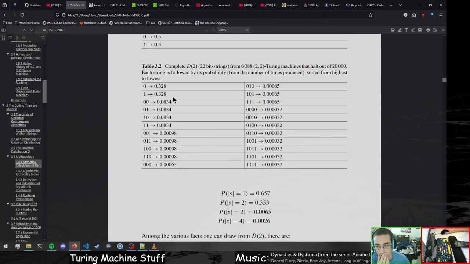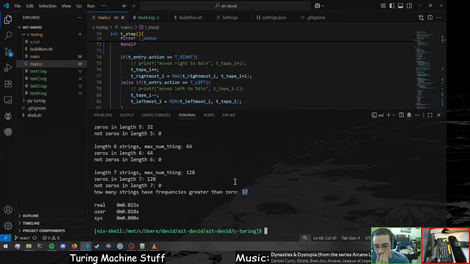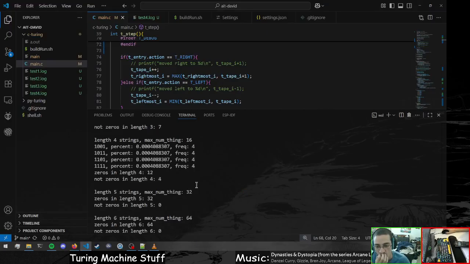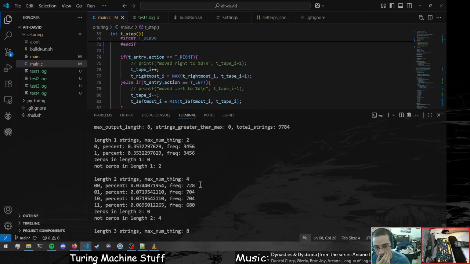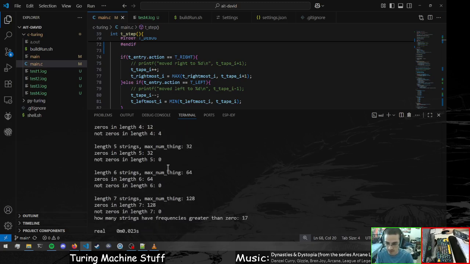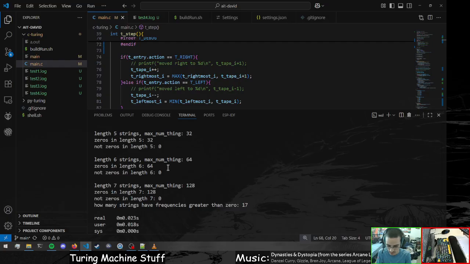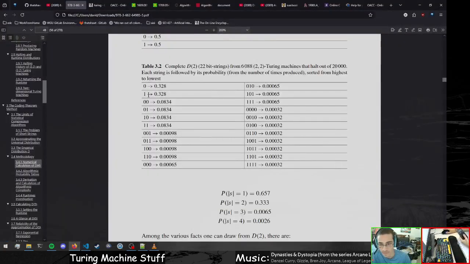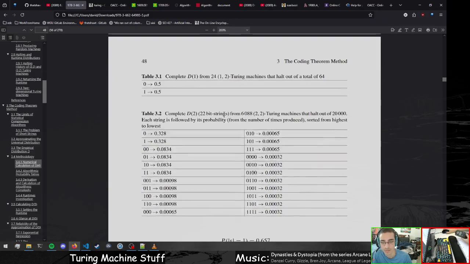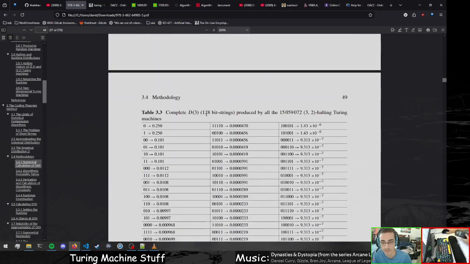So on D2, it says we have 17 strings. And I think we're missing some of them, to be honest, because we have 2 plus 4 plus 7 plus 4, which is 17. And here I think they have 18, not too sure. So we have 2 times 1, 2, 3, 4, 5, 6, 7, 8, 9, 10, 11. Times 2 is 22. So they got 22. Yeah, 22-bit strings. They got 22 of them.